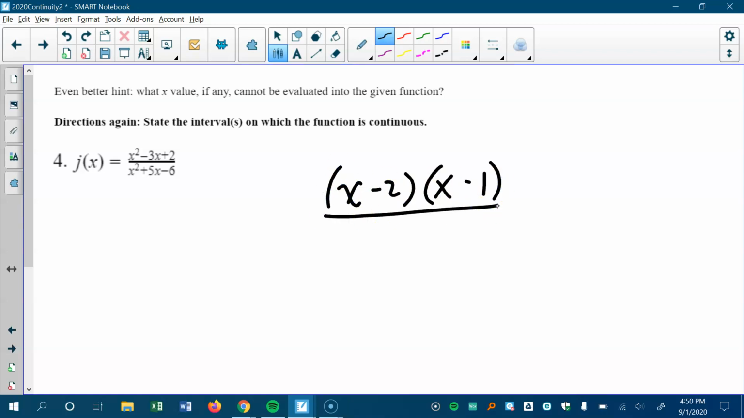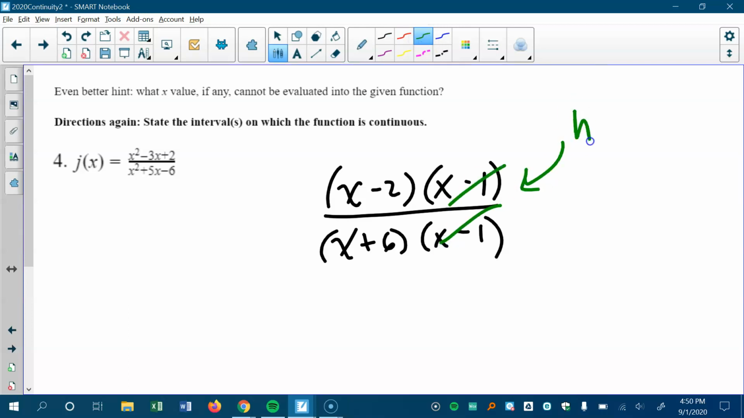This also looks like on the bottom it's x minus 3, x minus 2. Nope. x plus 6, x minus 1. Yes. I see that there's a factor on the top and the bottom. Okay, that's great. That means that this makes a hole in the graph. This makes a hole at x equals 1.